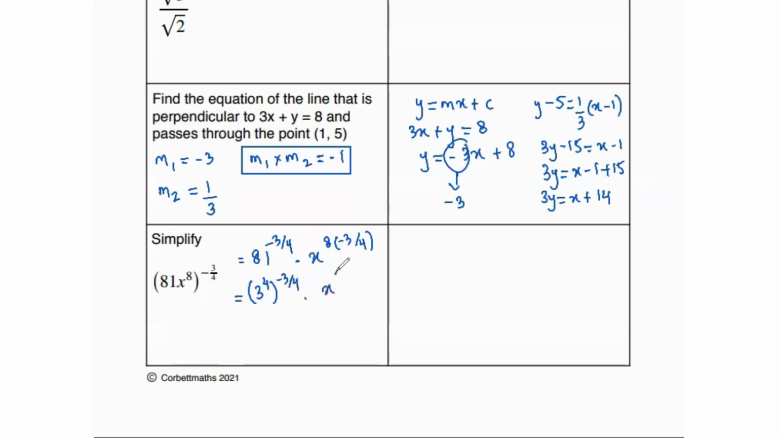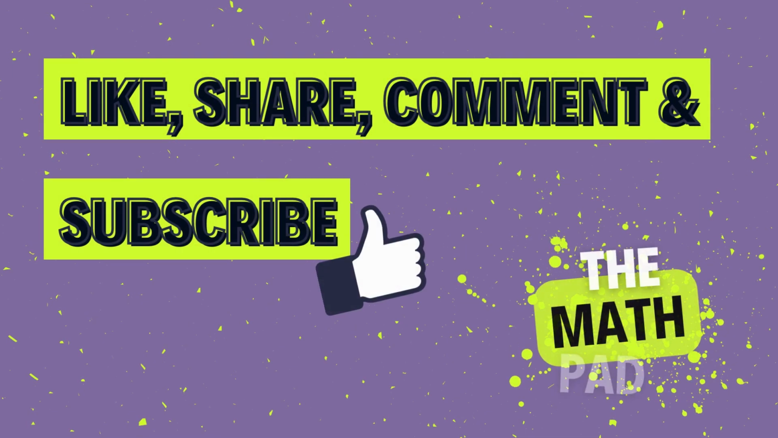And x times −3/4. Over here, we will have 3 to the power of −3, and over here we'll have 8 times −3/4, which is going to equal −6. So that's 1/27 times x to the power of −6. So 1/27 x to the power of −6.